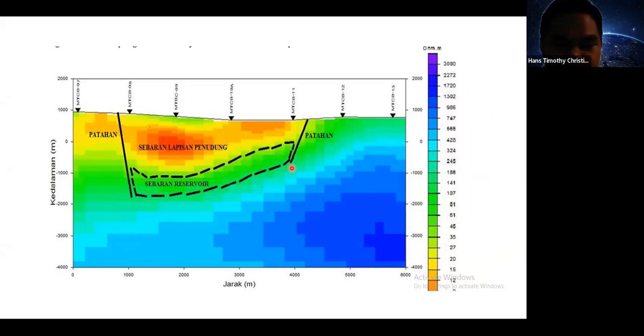The deeper, the resistivity value rises again and gets higher as the depth increases along the measurement path. Based on the arrangement of layers in a geothermal system, under the rock cover there is a reservoir area at a depth of approximately 2,000 to 3,000 meters.